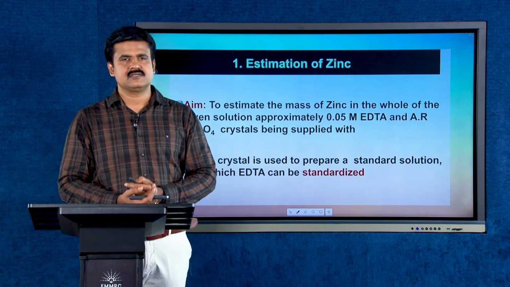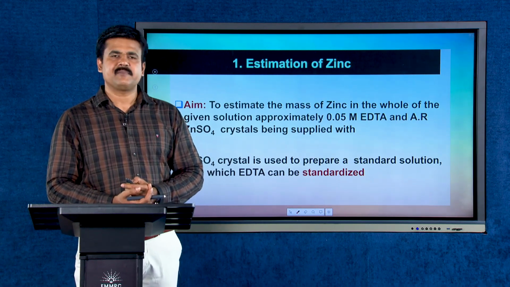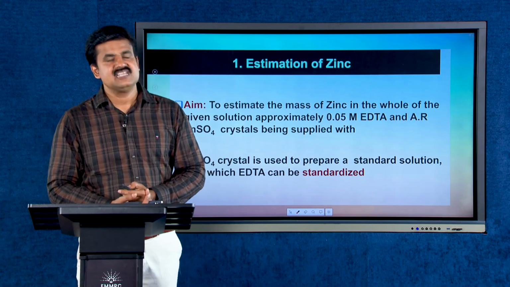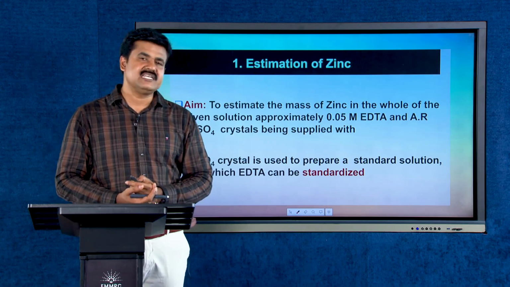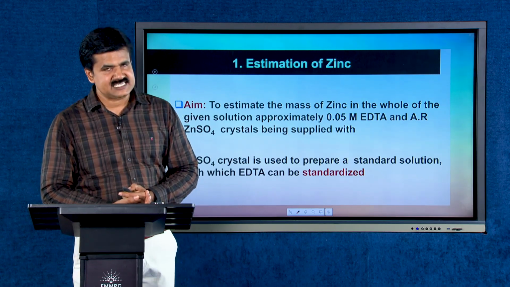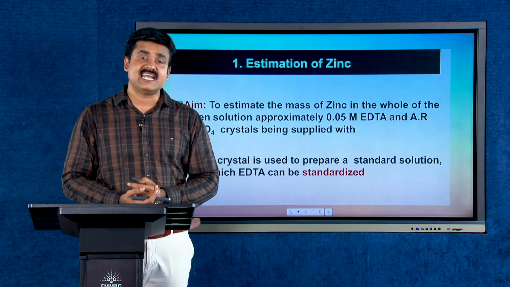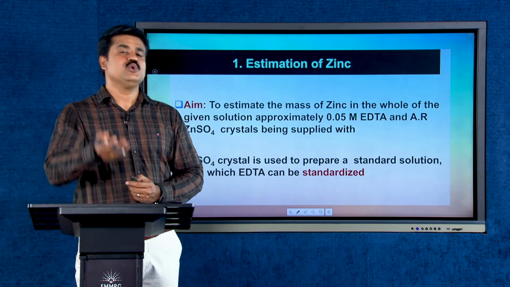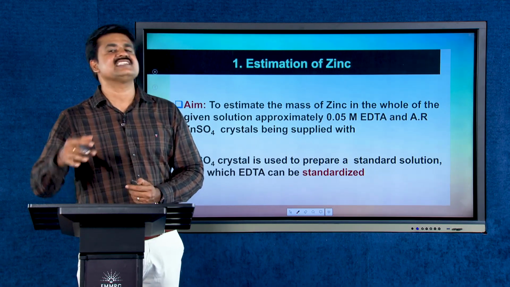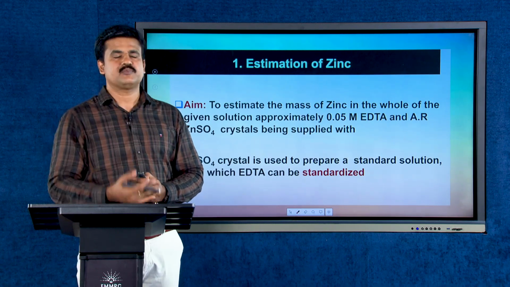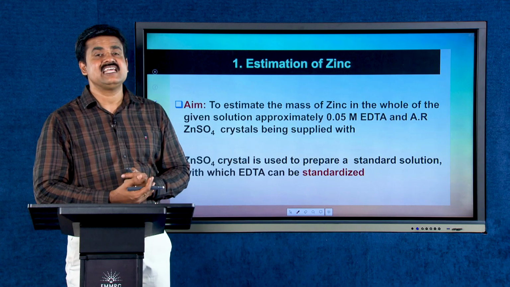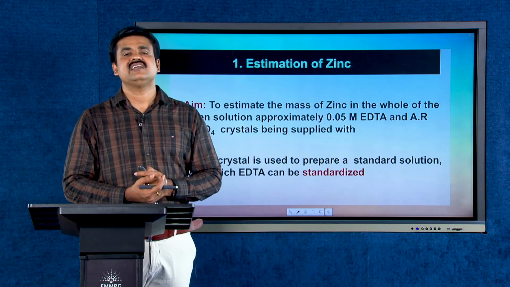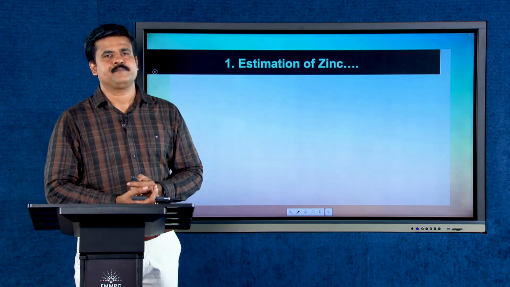You can weigh it out and prepare a standard solution of zinc sulfate. That zinc sulfate solution can be titrated with EDTA to get the exact concentration of EDTA. This stage is called standardization of EDTA. Using this standardized EDTA, it is possible to estimate the Zn2+ or zinc ions present in the solution by titrating the standard EDTA with the given zinc salt solution.